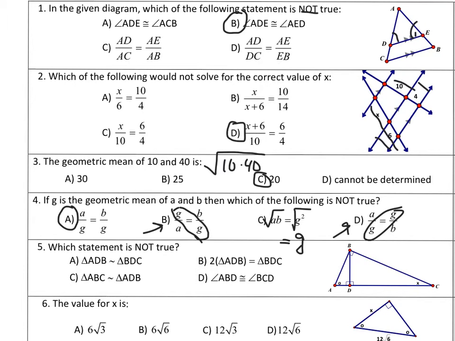For number 5, which of the following statements is not true? We have no evidence that triangle ADB multiplied by 2 would equal triangle BDC. So therefore, that's the statement that's not true.